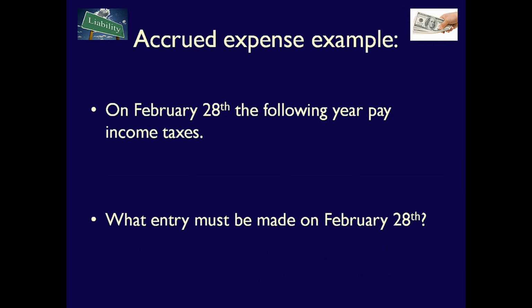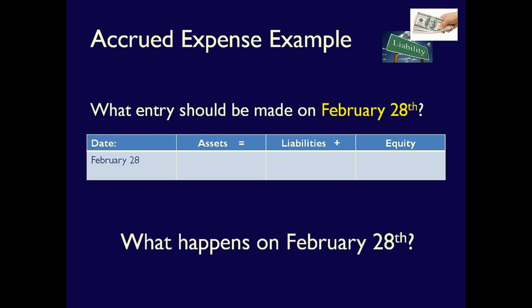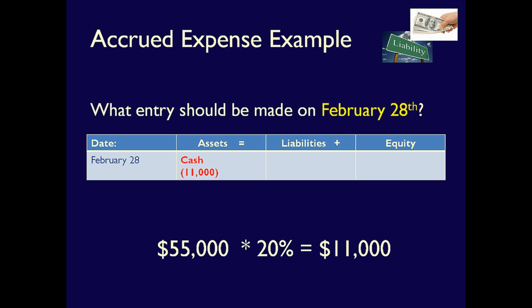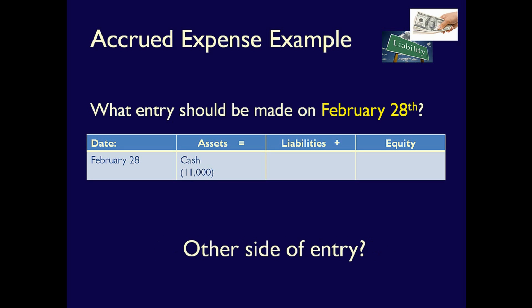Now, let's fast forward to February 28th of the following year. We're standing in that date. What are we going to do? Well, we're going to pay our taxes. How much? We know that we have to pay $11,000 in cash, so cash goes down by that amount because we've paid it. Now, what's the other side of the entry?